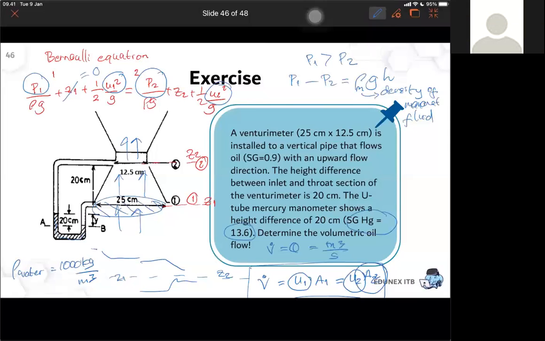Sir, yes, please. So I just want to make sure: if the flow direction goes downward, then P2 will be bigger than P1, right, sir? Yes, it will be vice versa. Okay, thank you, sir.